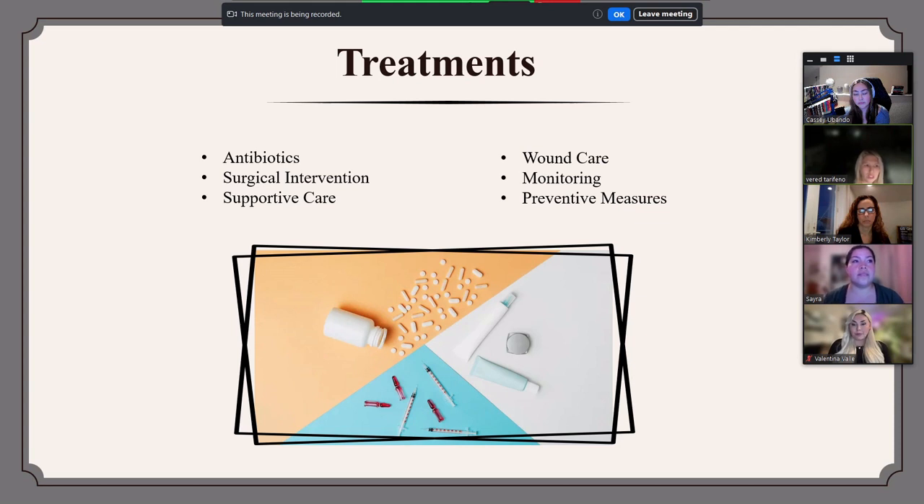Alongside antibiotics and surgery, supportive care plays a vital role in treating Bacillus infections. This includes measures like staying hydrated, getting enough rest, and managing symptoms such as fever and pain.